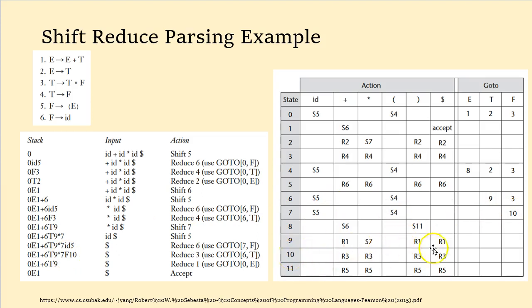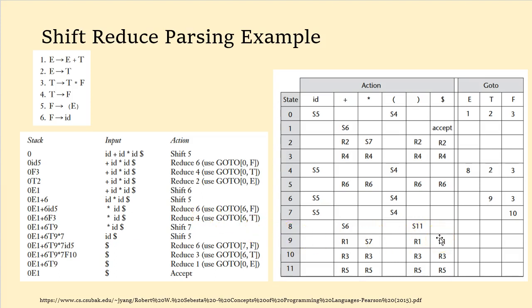State 10, dollar sign says reduce using rule 3. That means this whole expression, T star F, gets reduced to T. So we're going to remove T star F. If we remove T star F, that goes all the way back to state 6. And I'm replacing T star F with T. So if I'm in state 6 and I push a T onto the stack, I'm in state 9, and sure enough, 6 T 9 is on the stack. I see the dollar sign.